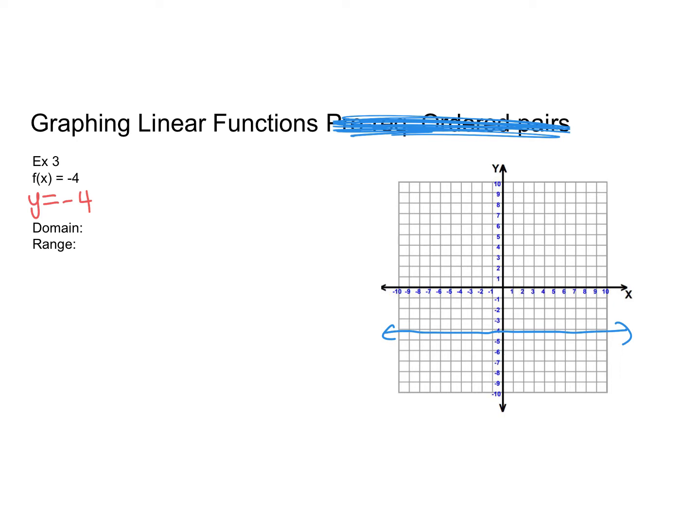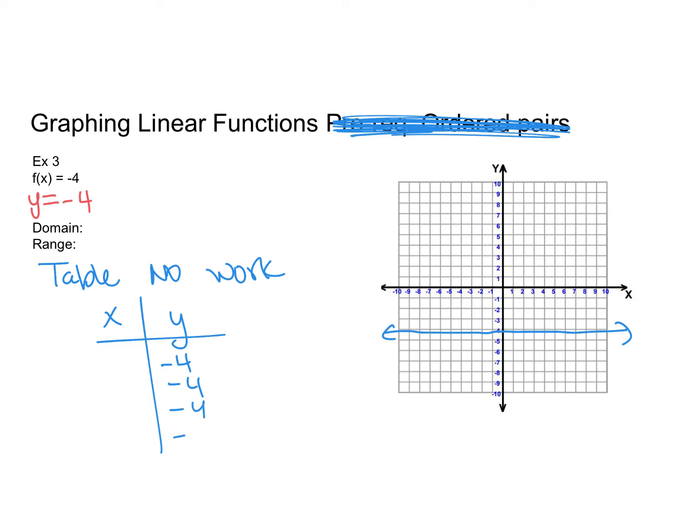But what's really cool is the table. And the table, there is no work for this. I will just have X and Y. And what ends up happening is really cool. My Y value has to be -4 the whole time. I mean, it says it right here, right? It says that Y is equal to -4. My X value can be anything. It could be -2, -1, 100, 1,000. It doesn't matter what my X values are. The entire time, my Y values are -4.